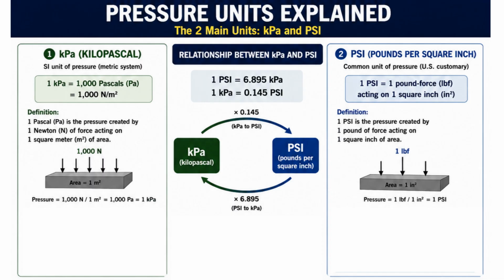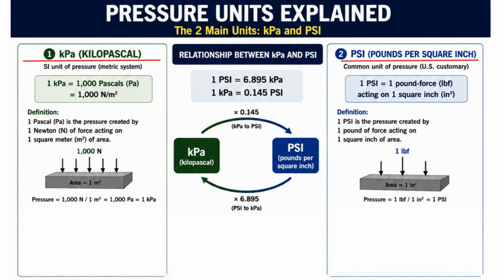Before we start with ground pressure, let's understand pressure first. Let us understand the two commonly used pressure units, kilopascals or kPa and pounds per square inch or psi. A kilopascal is the metric unit used in engineering and scientific calculations. 1 kilopascal equals 1,000 pascals. A pascal represents 1 newton of force acting over 1 square meter. Therefore, 1 kilopascal is equal to 1,000 newtons per square meter.